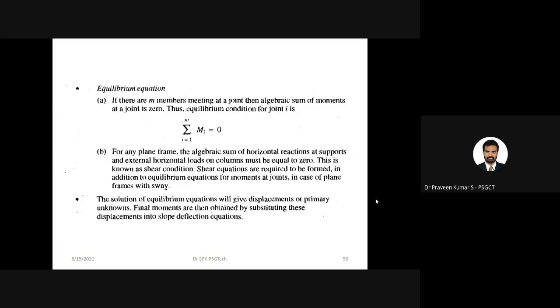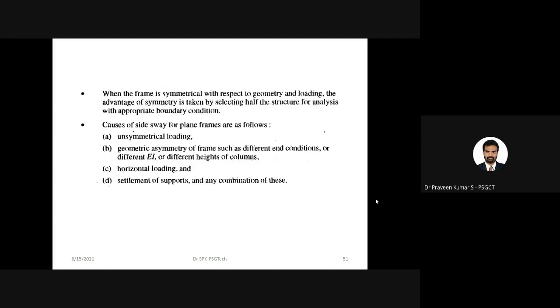This is required to form the additional equilibrium equation in case of a sway plane frame with the sway condition, right? So the solution of your equilibrium equations will give you displacements or primary unknowns. The final moments are obtained by substituting back into your slope deflection equations. So this is for remembrance, for any problem we take with sway. The possibilities of getting sway are unsymmetrical loading, geometry, horizontal loading, settlement of supports, and any other combination of cases.